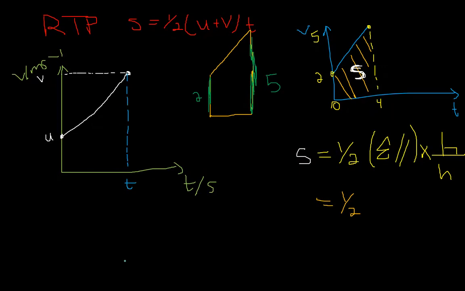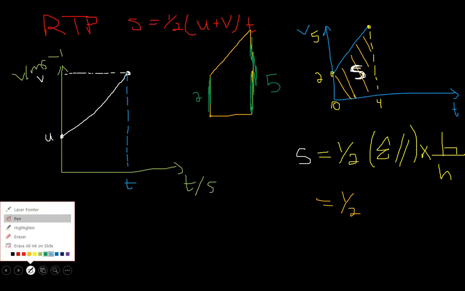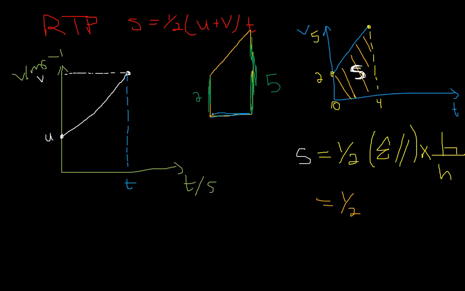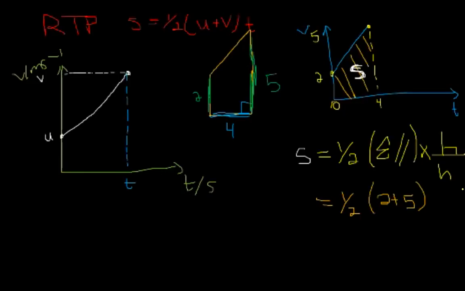What's my perpendicular height, which would be this? Because this is like a right angle here, right? So perpendicular height, 0 to 4, that's 4. I want to find the area. So this is half the sum of the parallel sides. My parallel sides are 2 and 5, so that's 2 plus 5 multiplied by the perpendicular height, 4.